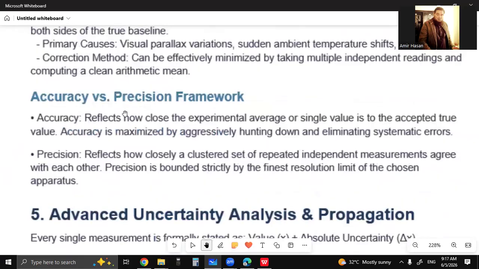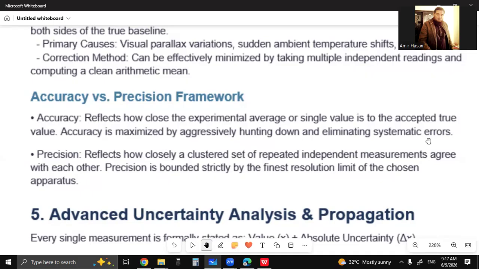So what is the accuracy and precision framework? Accuracy reflects how close the experimental average or single value is to the accepted true value. Accuracy is maximized by aggressively hunting down and eliminating systematic error. When we are reducing systematic error, we go towards accuracy, meaning we are calculating the accurate reading. And what is precision? Precision reflects how closely a clustered set of repeated independent measurements agree with each other. Precision is bounded strictly by the finest resolution limit of the chosen apparatus.